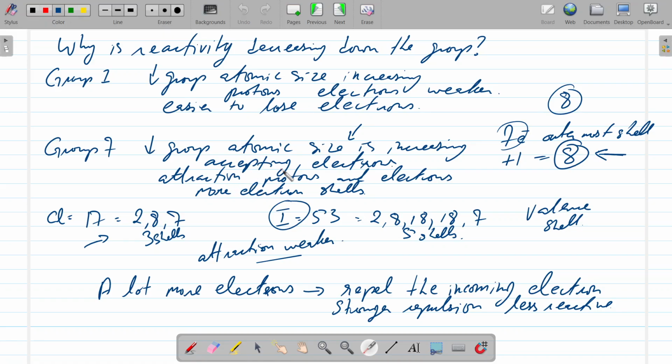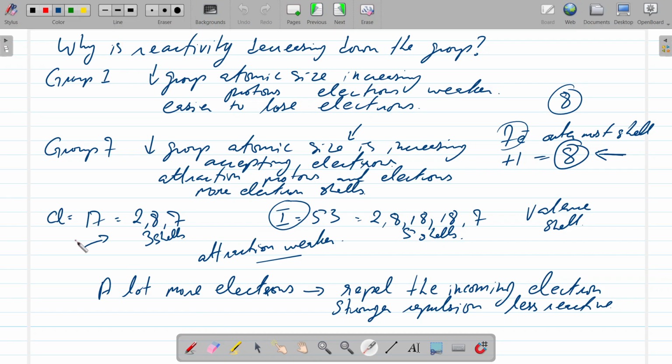Okay. So the larger the atomic size, the more shells, and so the further away the electron will be from the protons in the nucleus, and so the attraction will be less. Also, the larger the atomic size, the more electron shells, the more electrons, and so the more those electrons will repel the one that's coming in, because the electrons in the atom are negatively charged, and the one that's coming in is also negatively charged, so both negative charges will repel each other.